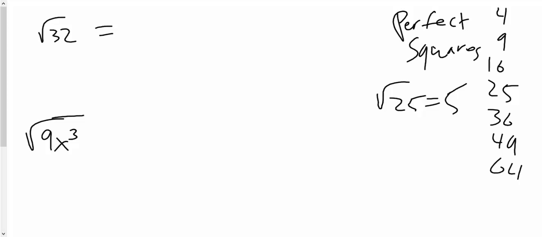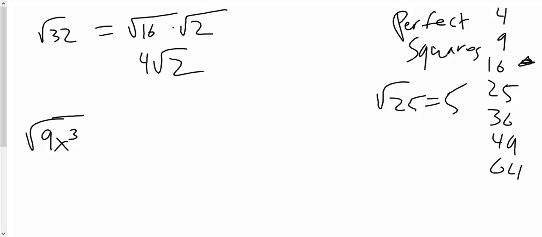All right, so what you want to do is break up this 32 into one of these numbers that can be multiplied by another number. In this case, 16 times 2. 16 times 2 is 32, and 16 is on my list right there. So root 16 is 4. 4 root 2 is my simplified answer. I cannot simplify 2 anymore, so that means I'm done.